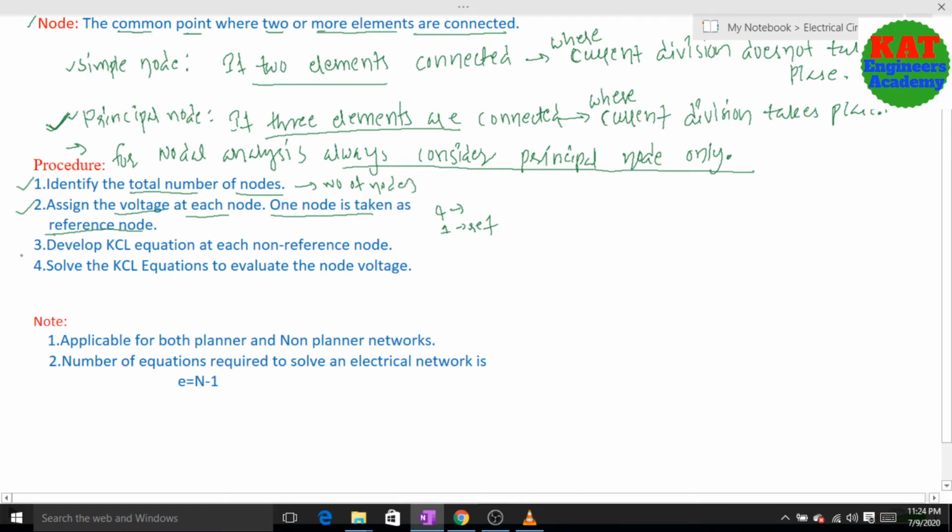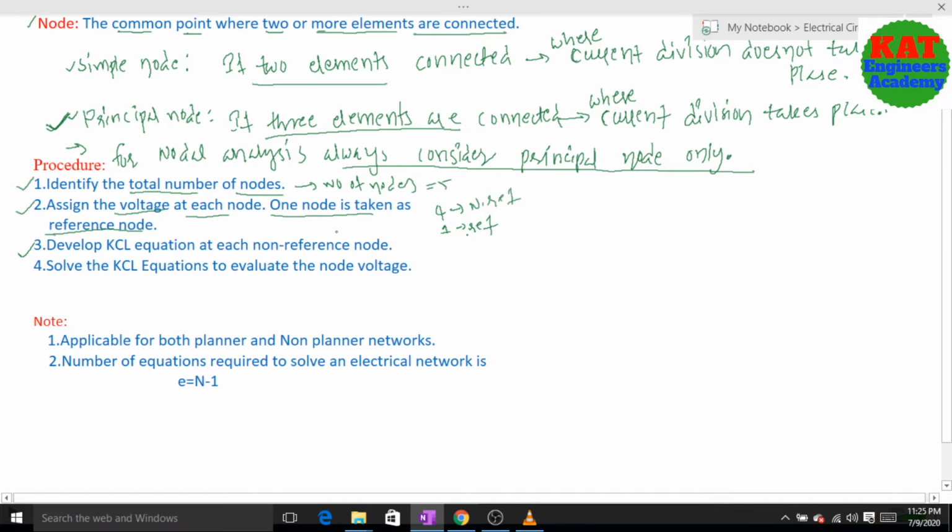Next, the third one: develop KCL equations at each non-reference node. For example, if the number of nodes is 5, all 5 are principal nodes. In that, 4 are the non-reference nodes and one is the reference.